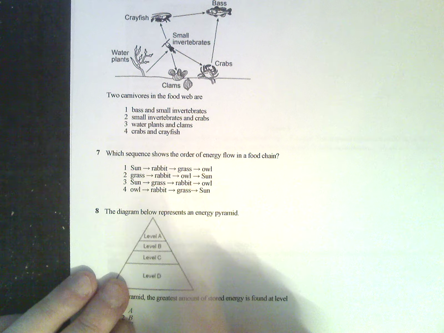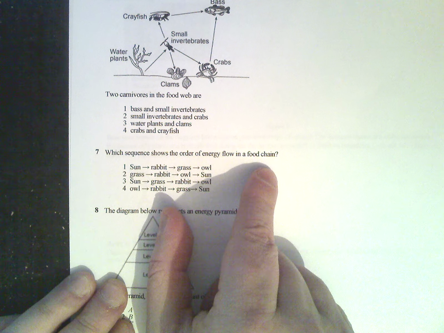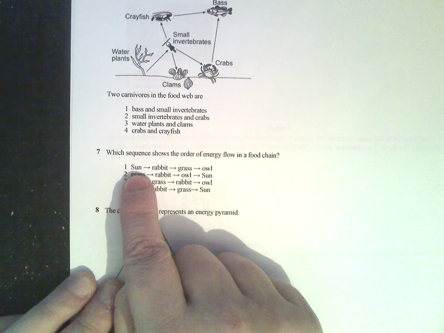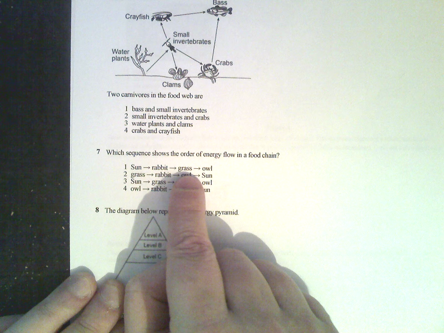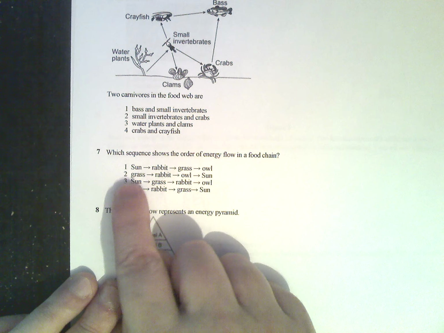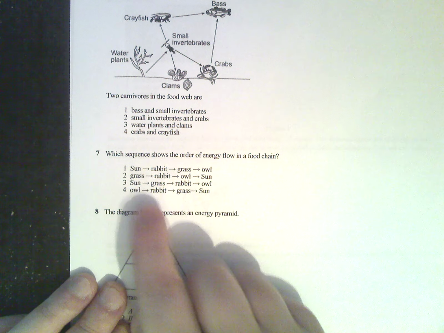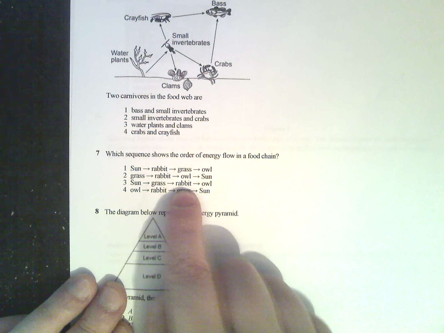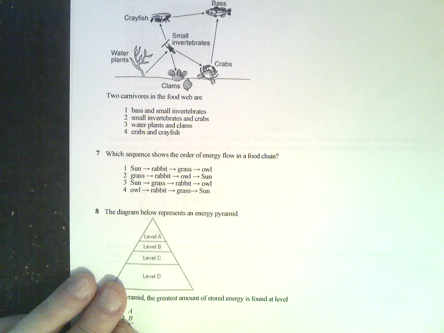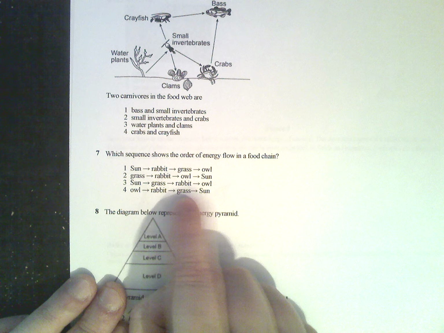Seven, which sequence shows the order of energy flow in a food chain. One, from sun to rabbit to grass to owl. Two, grass to rabbit to owl to sun. Three, sun to grass to rabbit to owl. Or four, owl to rabbit to grass to sun.